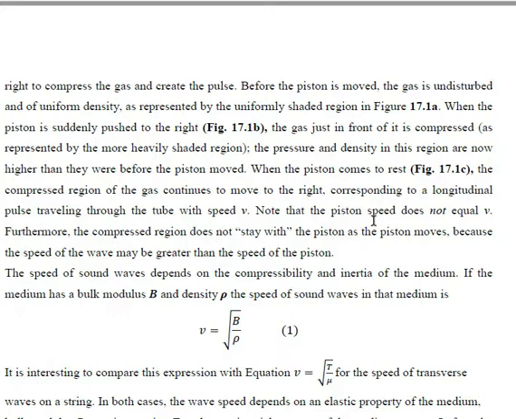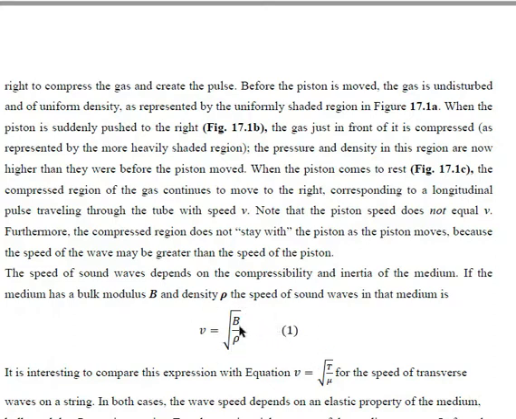The speed of sound waves in air or in any gas can be written by the relation v equals square root of B over rho, where B is the bulk modulus of the gas through which the sound wave is traveling, and rho is the normal density of that gas. We will derive this relation later on.